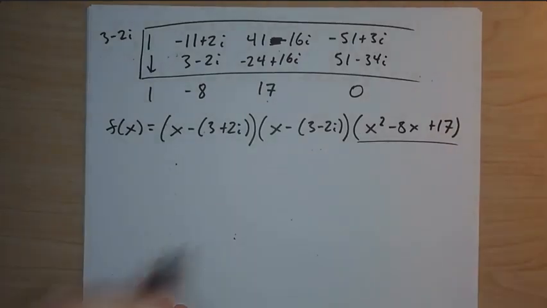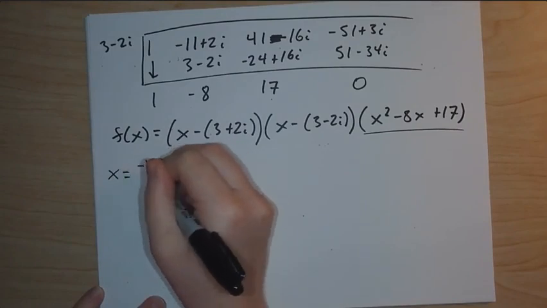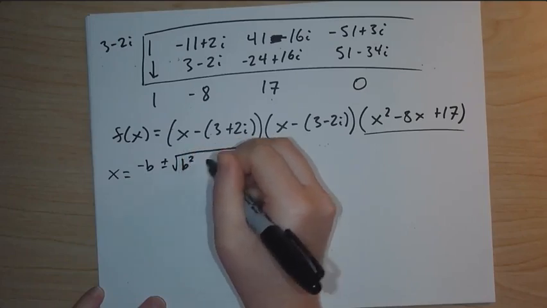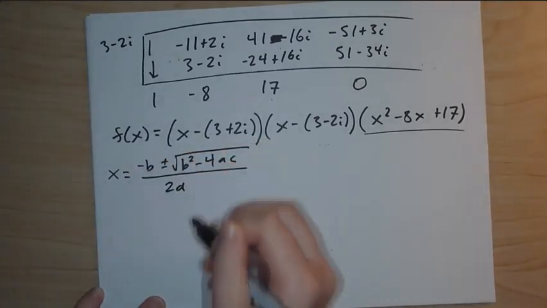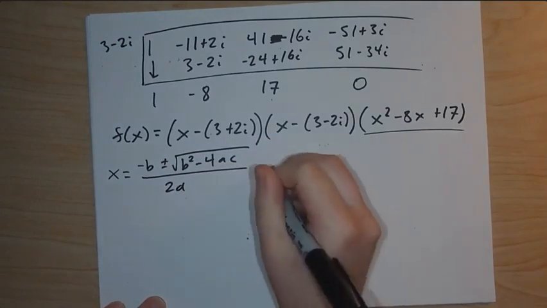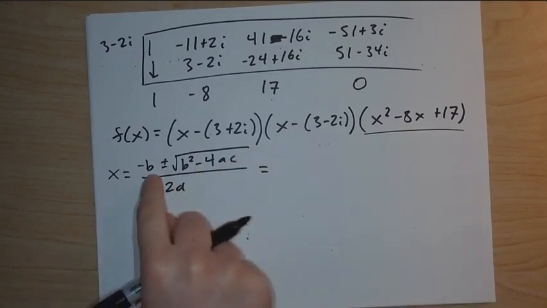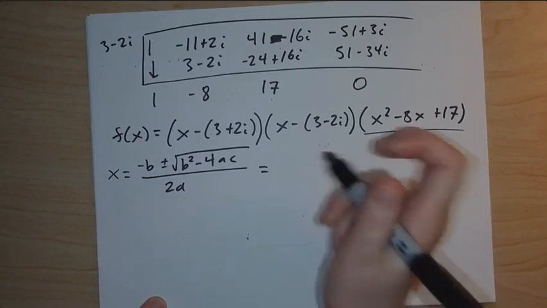Quadratic formula is x is equal to negative b plus minus the square root of b squared minus 4 times a times c divided by 2 times a. So we have our b is negative 8. Negative b is going to give us a positive 8. Negative gives us a positive.